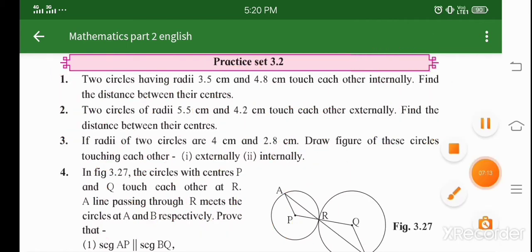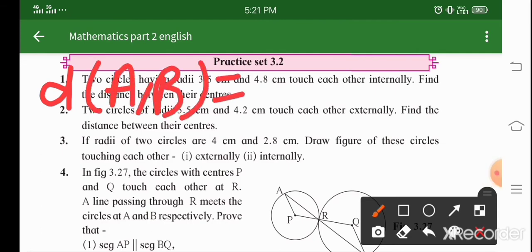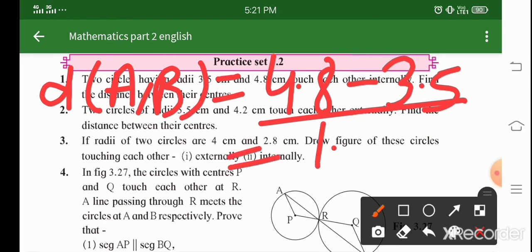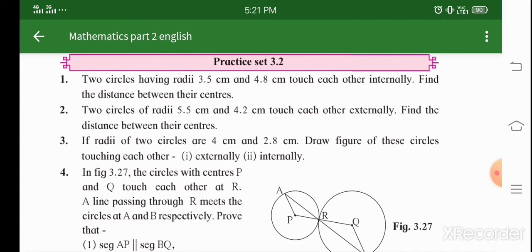So what theorem do we have to apply? The distance between A and B will be equal to 4.8 minus 3.5. Just subtract it, you will get 1.3 centimeters. So this is our answer. It's very easy, only that theorem you'll have to apply, and the theorem is very easy. If two circles are touching each other internally, the distance between their centers is always equal to the difference of their radii. Okay, let's move ahead and solve the next question.